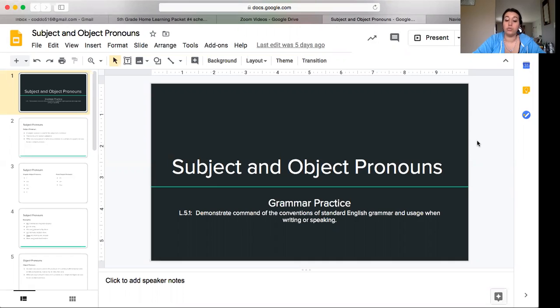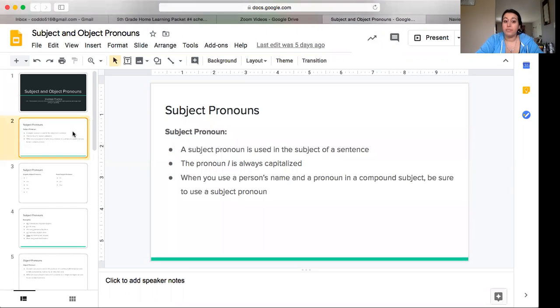So today's grammar lesson covers standard L.5.1, which says demonstrate command of the conventions of standard English grammar and usage when writing or speaking. So today we're going to cover subject and object pronouns. We're going to start with subject pronouns. A subject pronoun is used in the subject of a sentence. The pronoun I is always capitalized. When you use a person's name and a pronoun in a compound subject, be sure to use a subject pronoun.